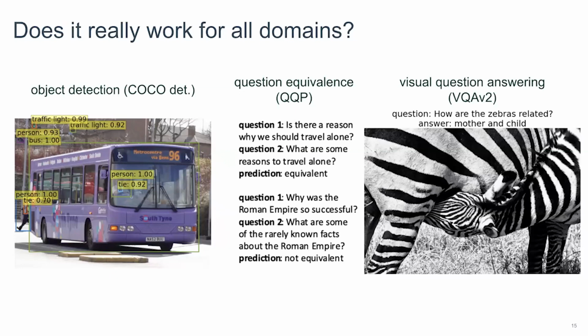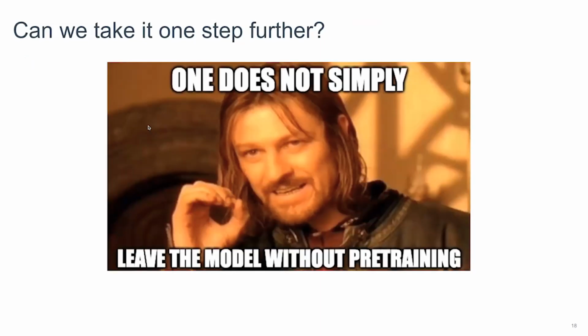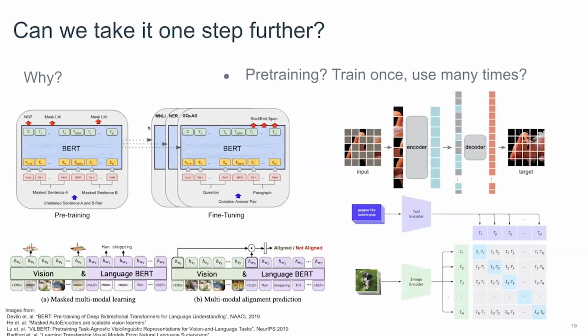And now how do we move further from this? The question is, can we take it one step further? But why do you want to do it? Because you basically don't want to leave the model without pre-training. The model that we just talked about was just supervised trained on all of the tasks that we cared about. So if you don't do any pre-training, you are leaving a lot on the table.